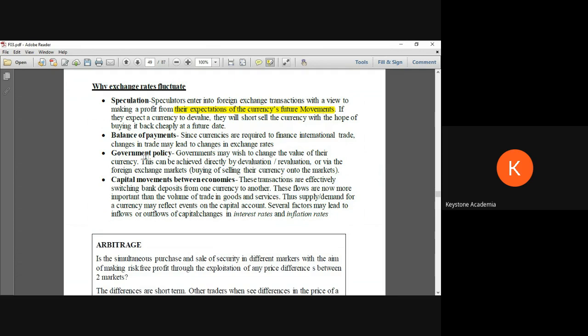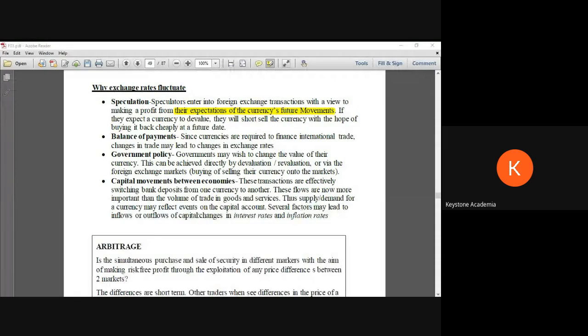Next is government policy. Government may wish to change the value of their currency. This can be achieved directly by devaluation. Best example is Japan. Japan is such a strong economy, but still their currency is very low. Yes, Vishal.